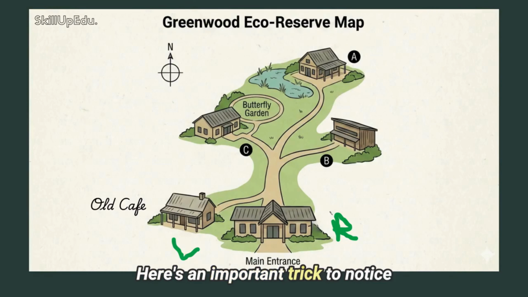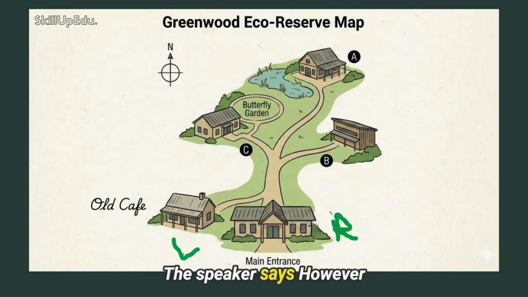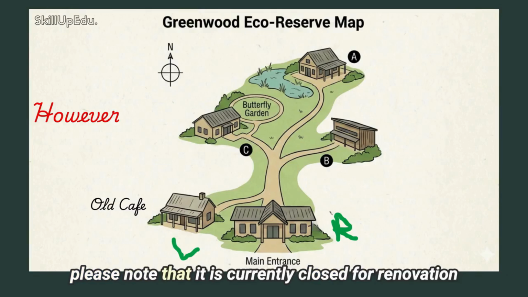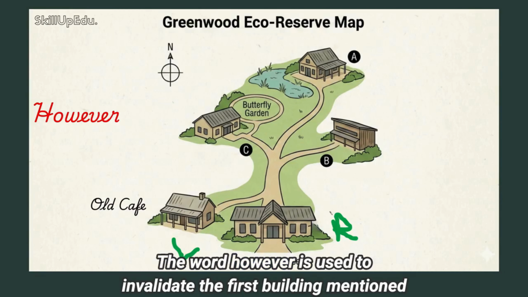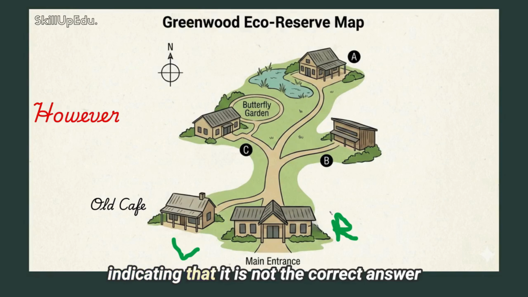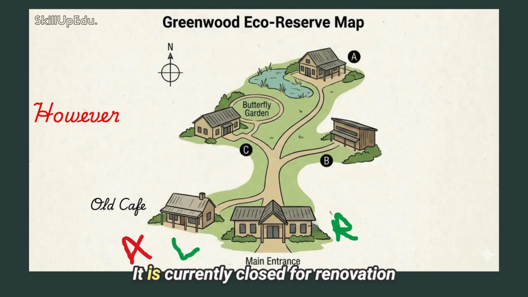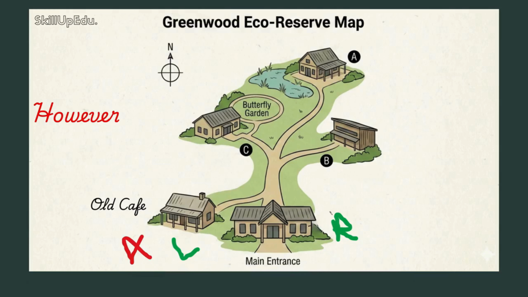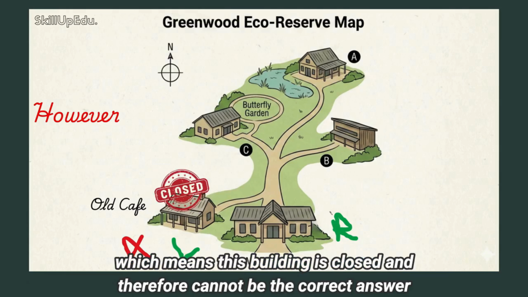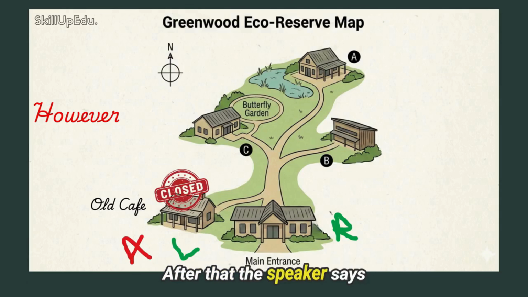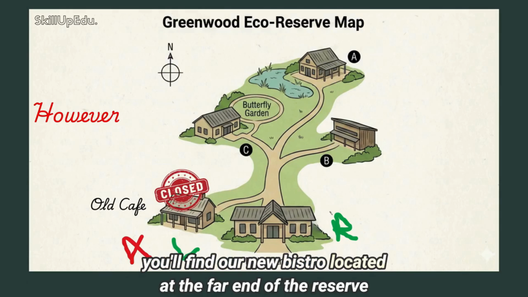Here's an important trick to notice. The speaker says, "However, please note that it is currently closed for renovation." The word "however" is used to invalidate the first building mentioned, indicating that it is not the correct answer. Then the speaker says, "It is currently closed for renovation," which means this building is closed and therefore cannot be the correct answer.